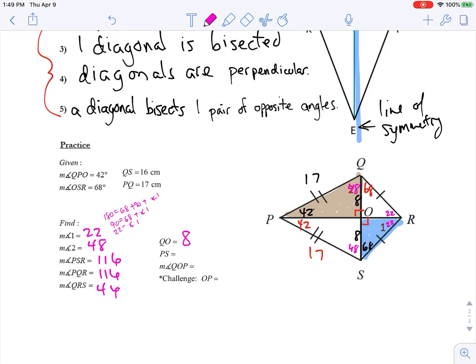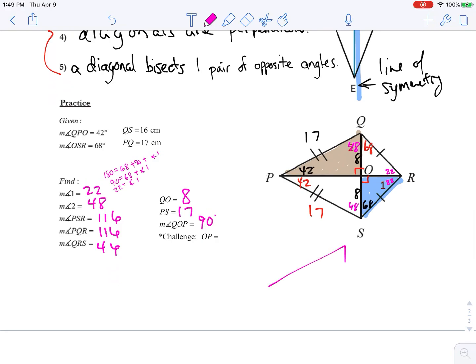QO has to be 8. We figured that out early on. PS is 17. We're going pretty quick now. QOP, oh, that's the 90 degrees. That's easy. And then challenge, OP. Well, let's look at that brown triangle. Let's look at only the sides. It's a right triangle. It's 17 and 8. They want you to figure out this side. How could we do that? That's right. You can do Pythagorean theorem.